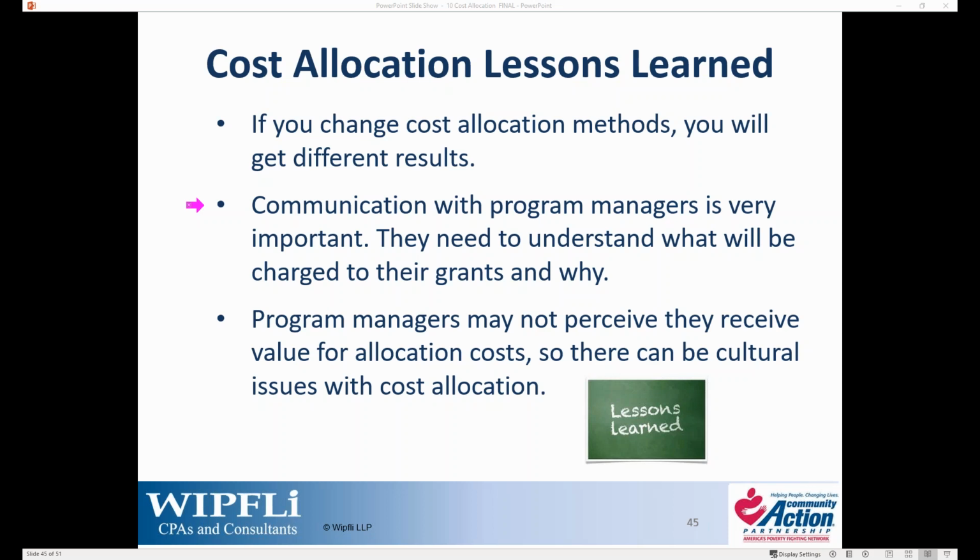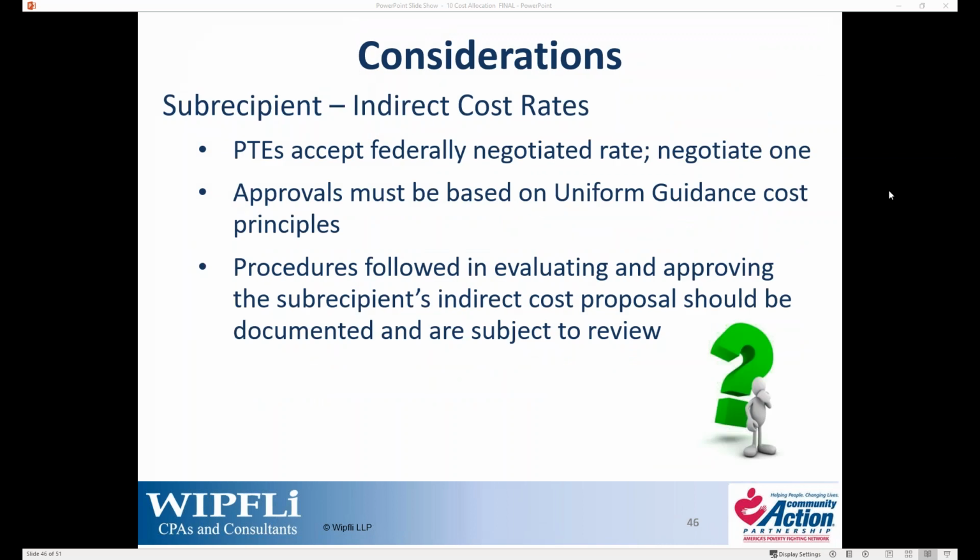So make sure that they understand what gets charged to them and why, so that they understand, hey, I'm being allocated based on benefit. I'm not just paying the most because I have the biggest program. Make sure they understand the value of what they're receiving, and that they're paying their fair share, that everybody pays a part of it. Because sometimes there can be some challenges, some cultural issues around cost allocation when individuals may not fully understand the methodologies.